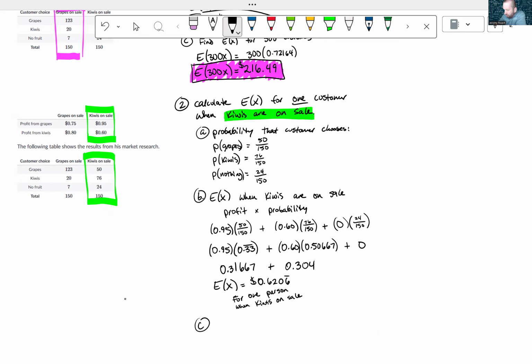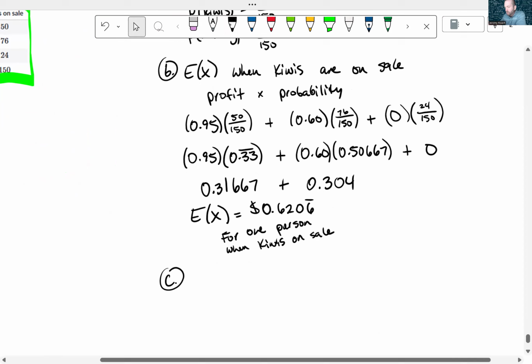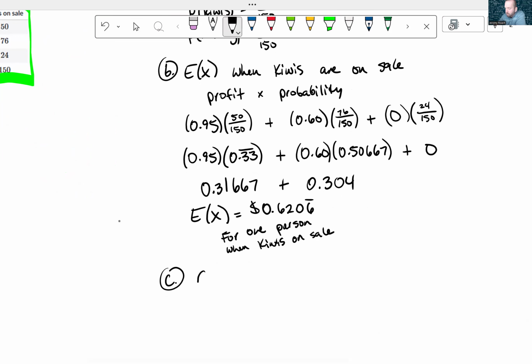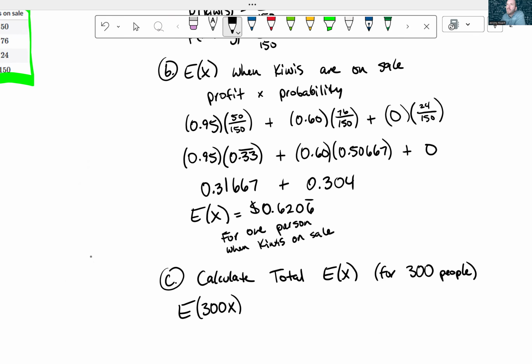Okay, and now we're going to find out what our actual amount is going to be if we have 300 people shopping for fruit. So we're going to calculate the total expected value. And this is just for 300 people, 300 people stop in. So we write this as E of 300x. Okay, so now that's 300 times 0.6206 repeating.